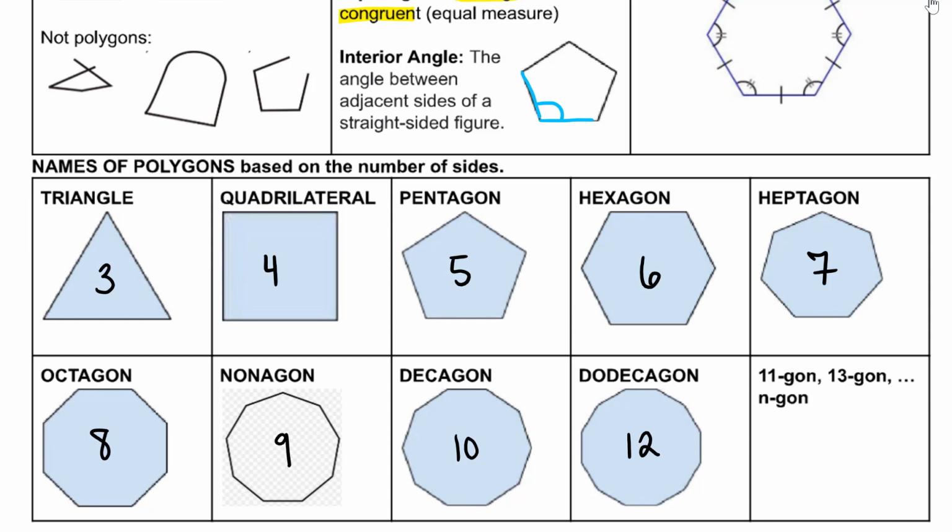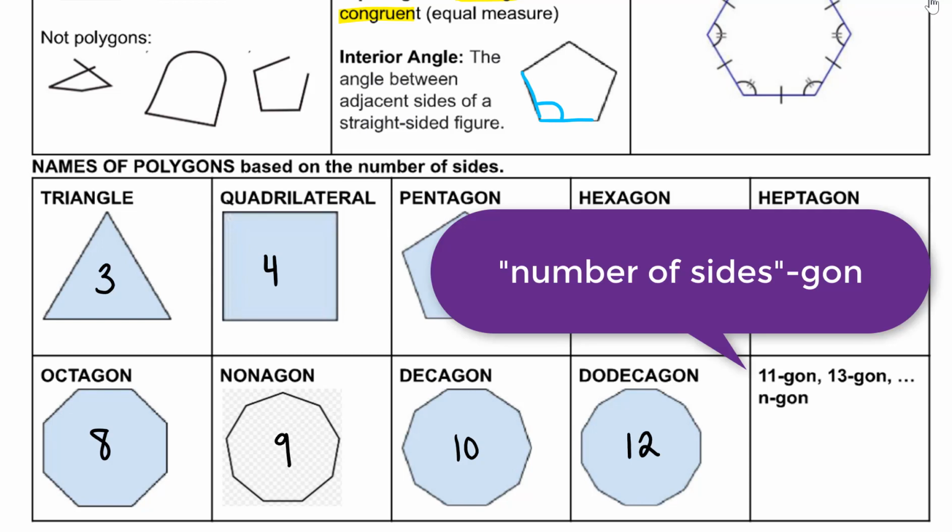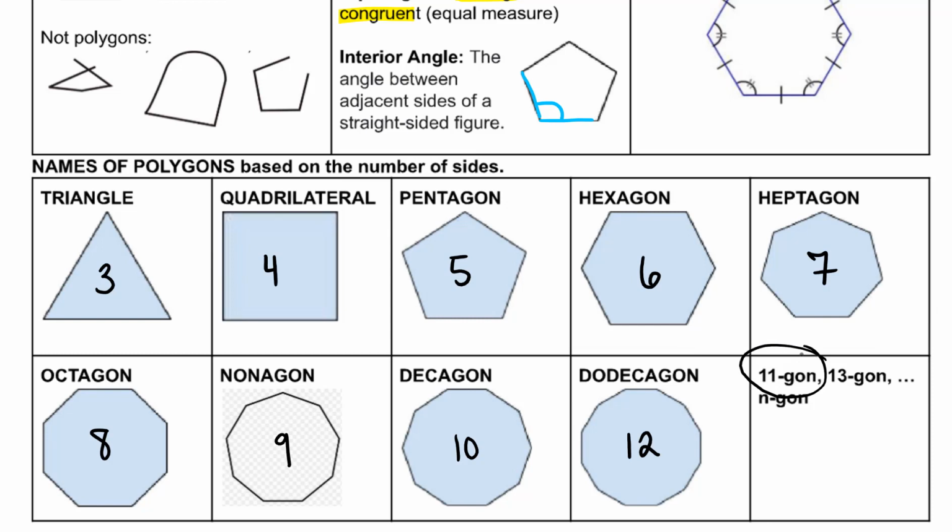Any other polygon with a different number of sides than the ones shown would be called by the number of sides plus "gon," okay? Such as 11-gon if you have 11 sides. If you have 13 sides, that would be a 13-gon. If you have n number of sides, an unknown number of sides, that is called an n-gon.